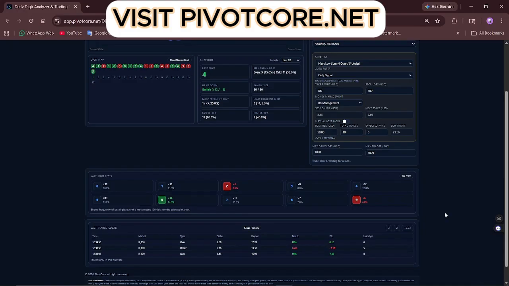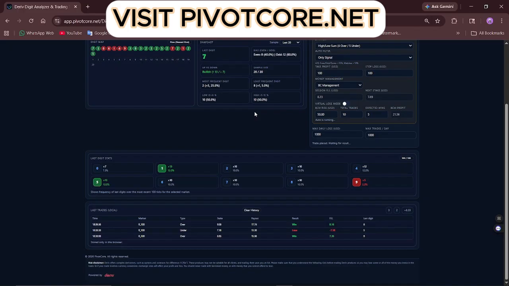Whether you're a beginner looking for an easier way to enter the market or a pro looking to automate your existing strategies, this site provides the tools to make it happen. Today, we are focusing on the digit over-under contract type, which is a favorite for many because of its high-frequency opportunities. Now, let's look at the screen.